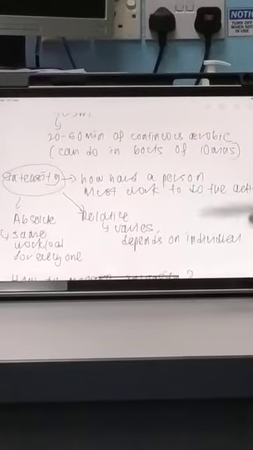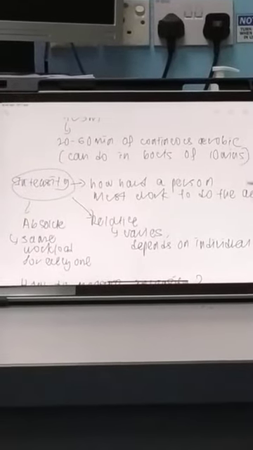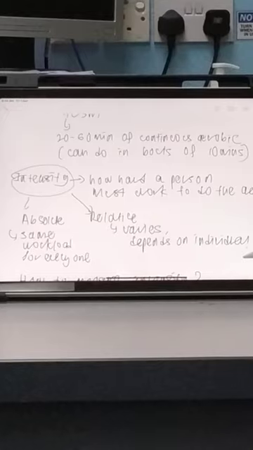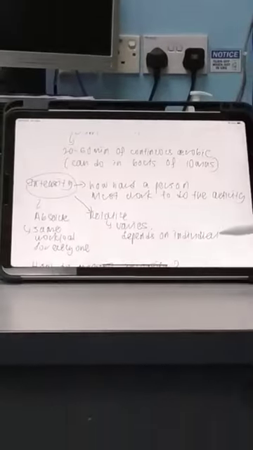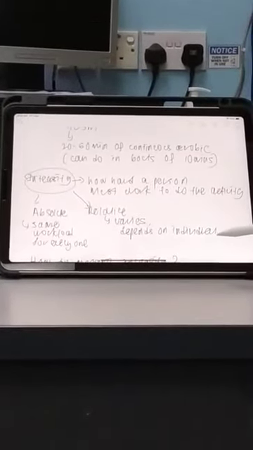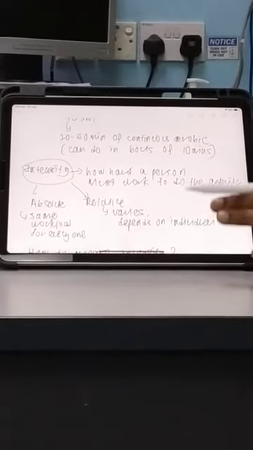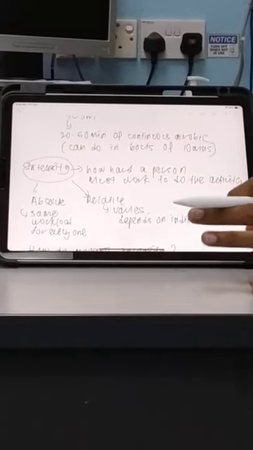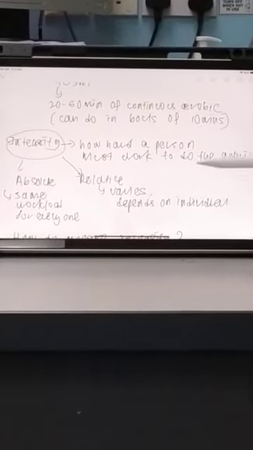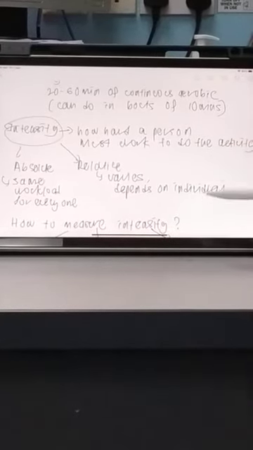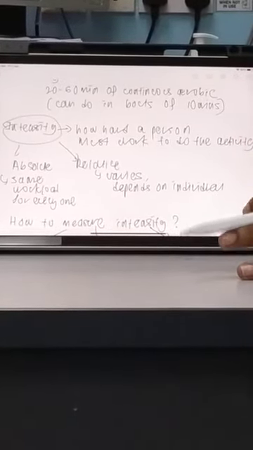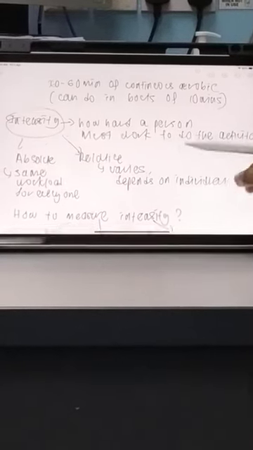Intensity-wise, it is how hard a person can work to perform the activity. There is absolute and relative. Absolute is where anyone can do the same activity, like running. You give a person 3 kilometers to do, anyone can do it, but it depends on how healthy they are, their age, and individual factors. That is what we call relative. It depends on the individual, on health status, age and everything.